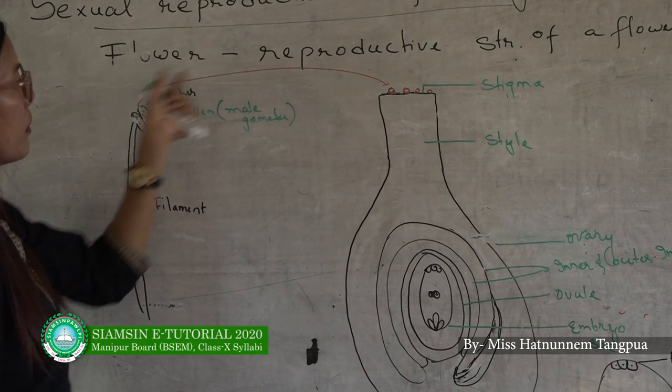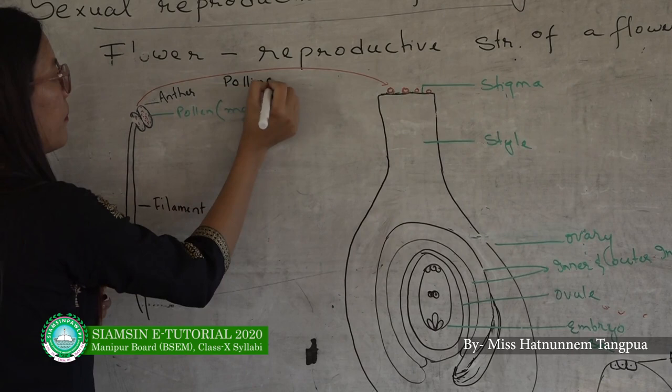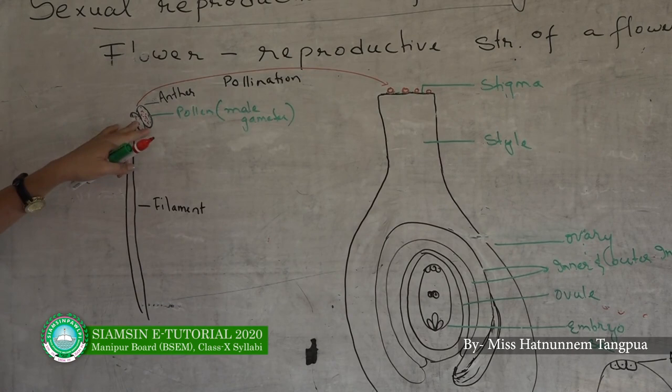Pollens will be transferred to the stigma, and this transfer of pollens from the anther to the stigma is known as pollination.